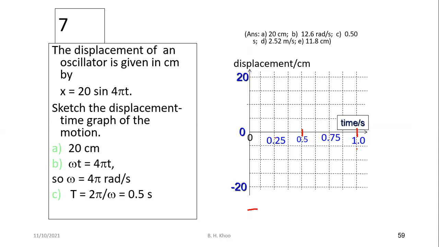Sketch a graph. You should be able to learn to sketch the graph. Displacement time graph of the motion. That's all. So its amplitude is 20 and minus 20. And then period, you have already calculated 0.5. There's a period 0.5. There's another period, second period. So that's how you should get your graph. Okay. Can? Can.